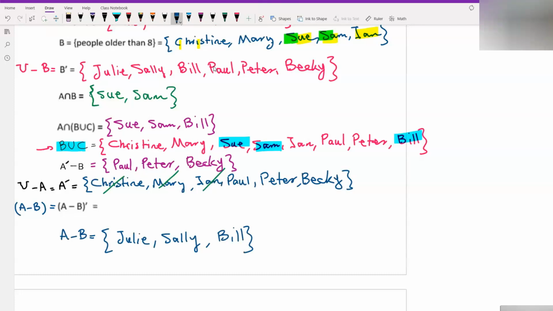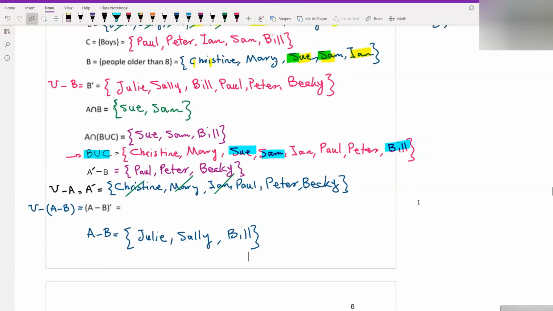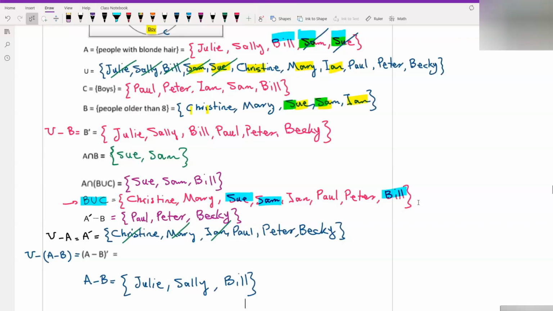Now that we have A minus B, we only need to subtract these three names from universal set to find complement. So writing all names that we have in universal set except these three. So this one is equal to, we don't have the first three names.